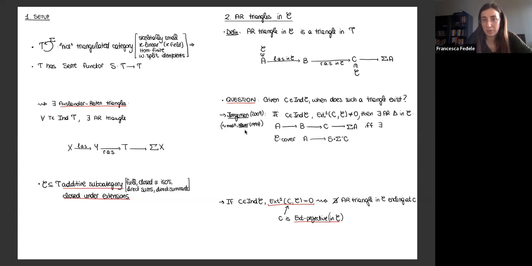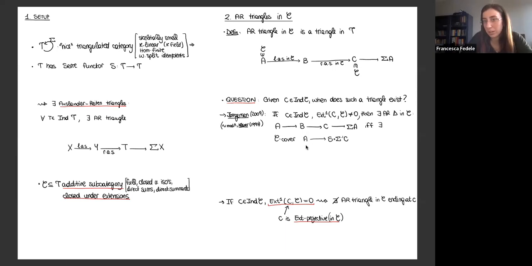So this was the result by Jorgensen, and this object here, as composed with sigma inverse of C, is actually the other end term of the Auslander-Reiten triangle in the big category T. So what we're doing is approximating the other end term, this S composed with sigma inverse of C, with some object in A.